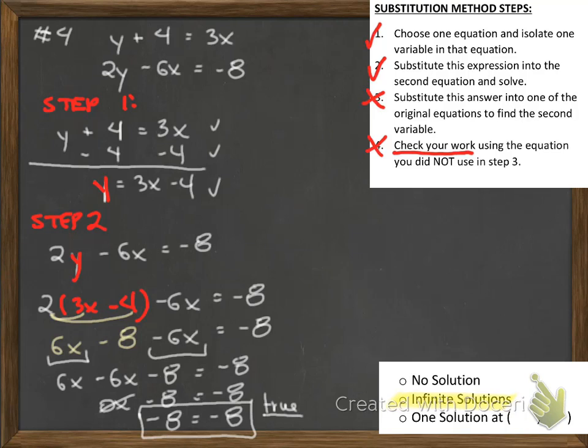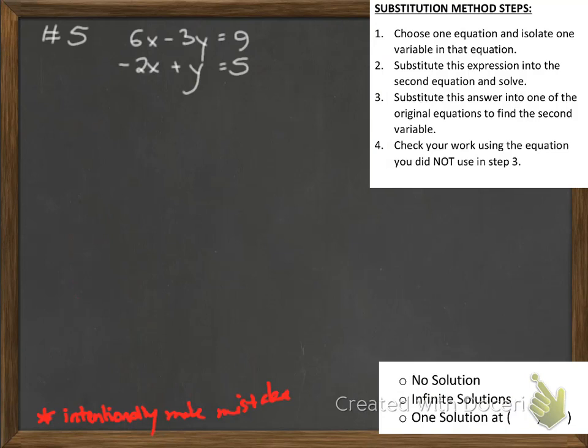So that would be the best way to check your work if you really need to or want to. Okay, let's keep going. So let's look at example 5. So again, we want to choose one equation and isolate one variable from that equation. That's always our first step. So you can choose either equation or variable.